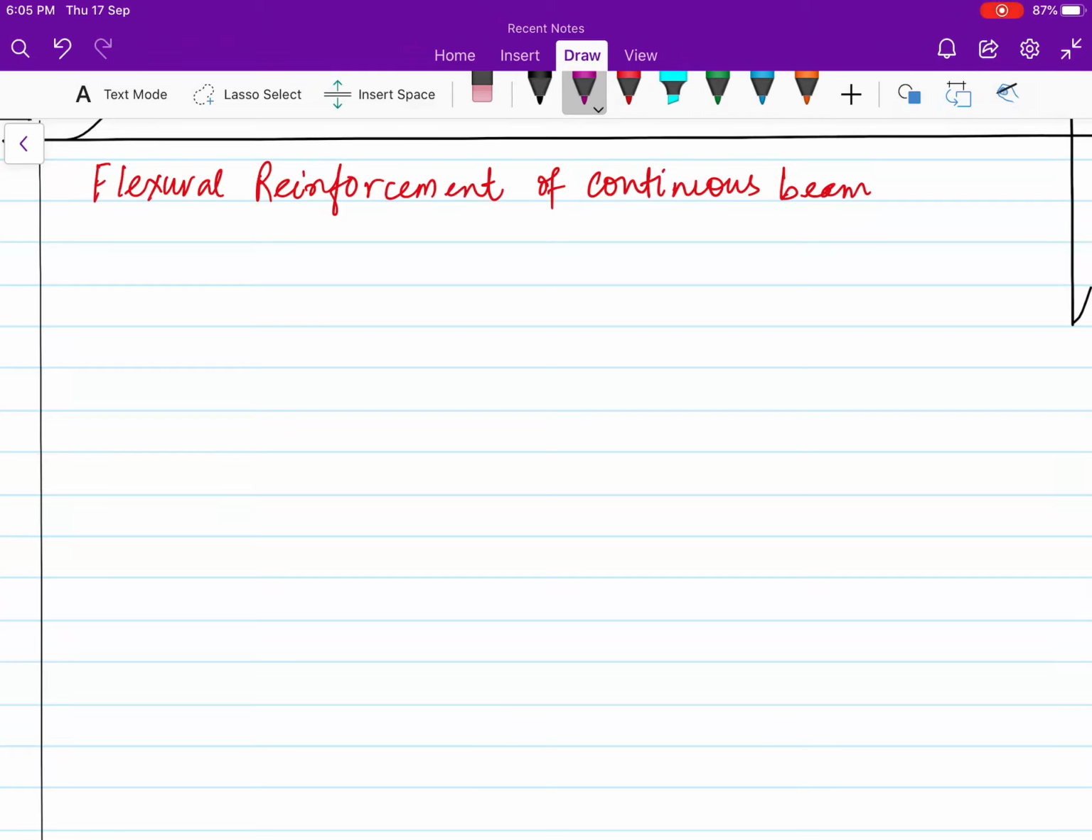Hello everyone. In this video I'm going to teach you how to give flexural reinforcement of continuous beam. So we are going to calculate the amount of steel required in a continuous beam. For example, if we have a beam, it's a continuous beam of two spans A, B, C.